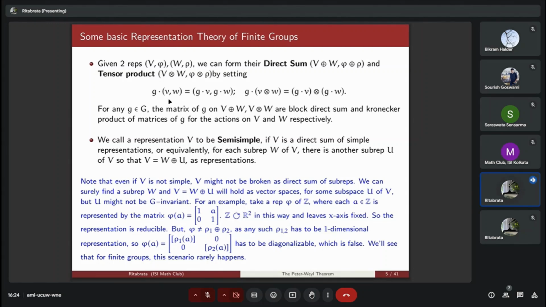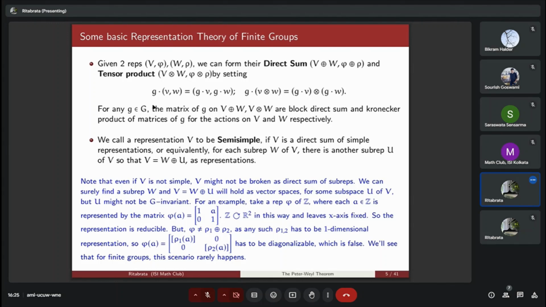So g dot (v, w) is (g dot v, g dot w). It defines a representation structure on the direct sum V direct sum W. In the first slot, g dot v is the action of G on V. In the second slot, g dot w is the action of G on W. But these two dots are not the same dots. It's just a notational convenience. The first g dot v is basically phi of g times v. The second g dot w is rho of g times w. In most scenarios, we'll omit the notations phi and rho as long as the meaning is well understood.